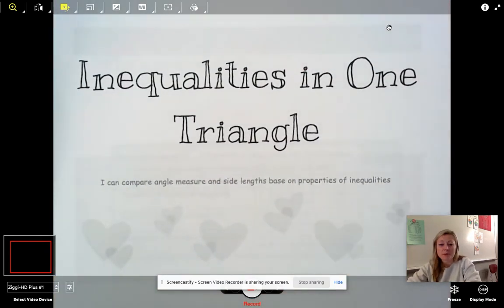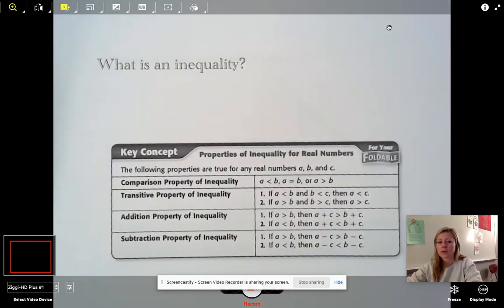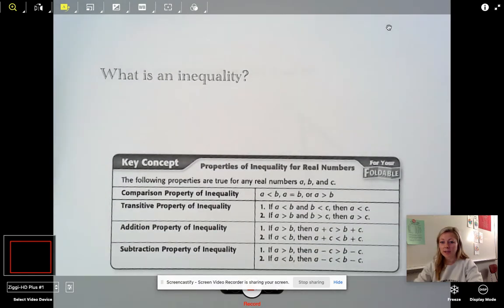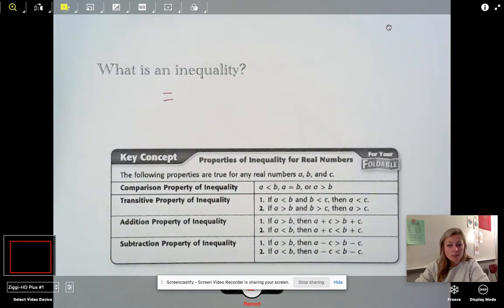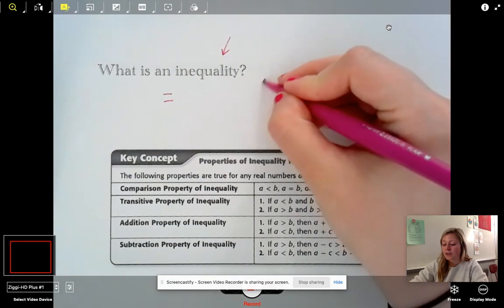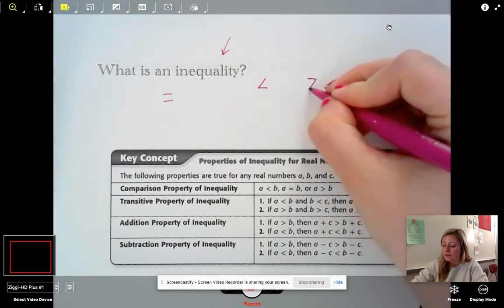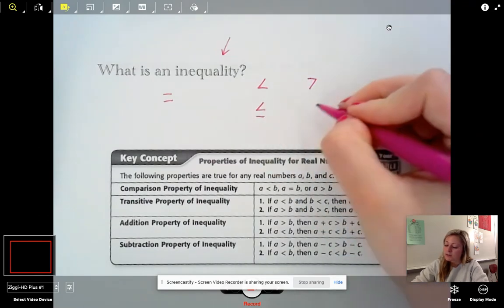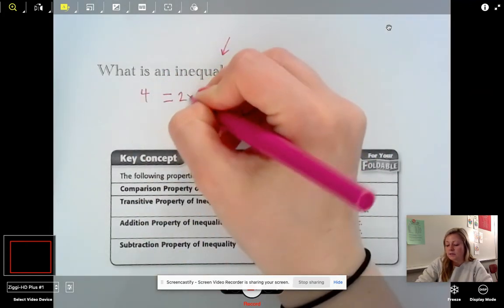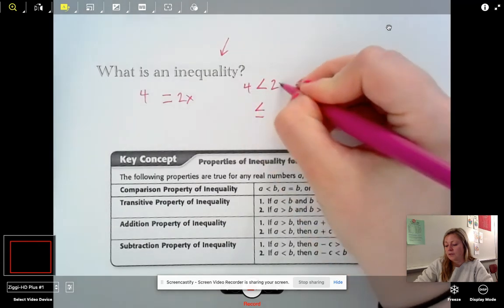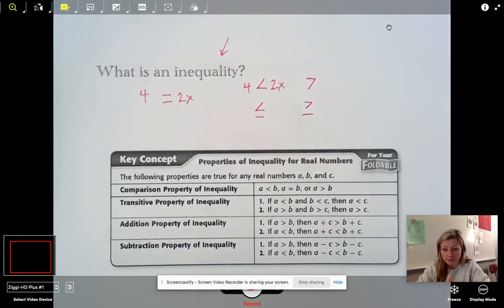After today, you will be able to compare angle measures and side lengths of triangles. Okay, so let's talk basics real quick. What's an inequality? An inequality is like a mathematical expression, but instead of the equal signs we're used to seeing, an inequality uses an inequality symbol. So we could have a less than, a greater than, less than or equal to, or greater than or equal to, right? So instead of an equation, you would have an inequality, and then you would just solve like normal.